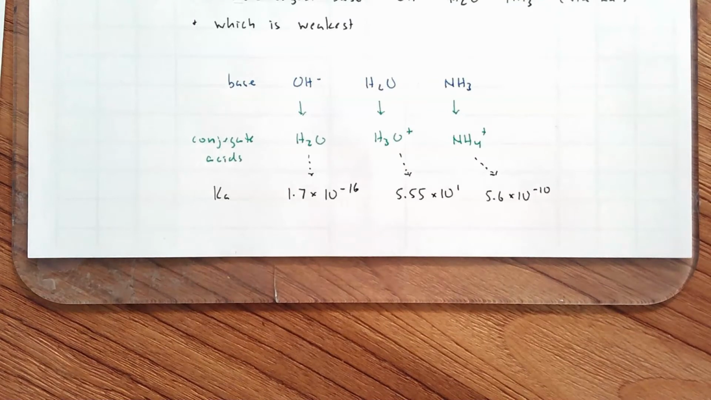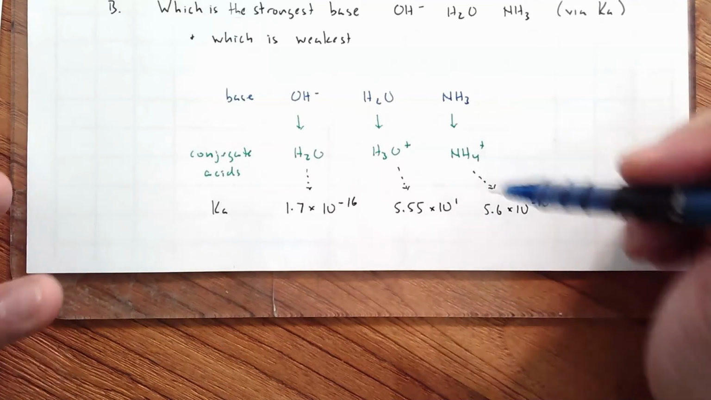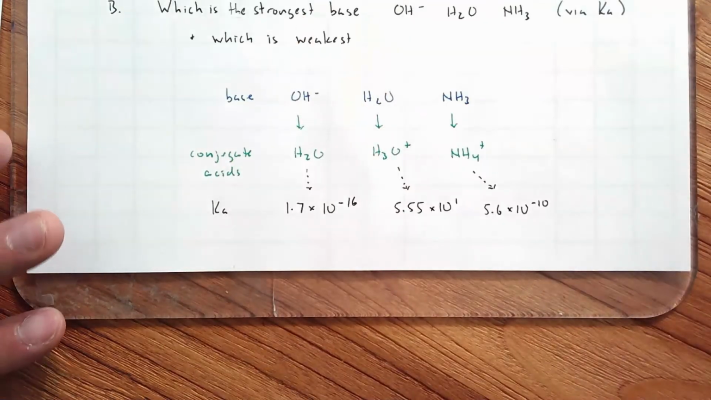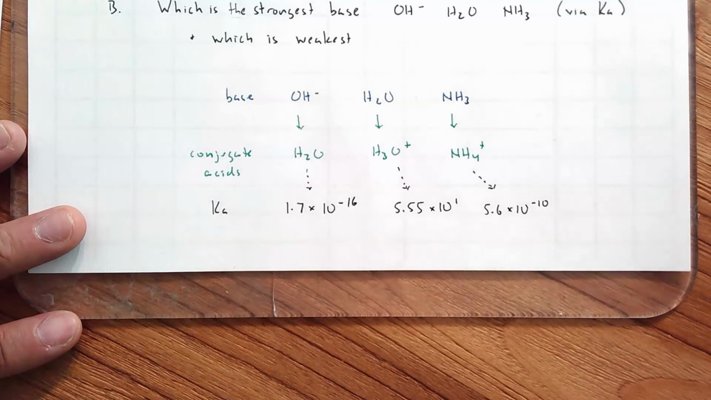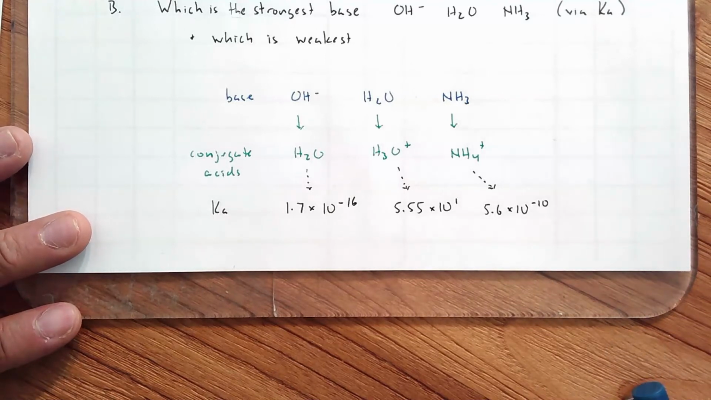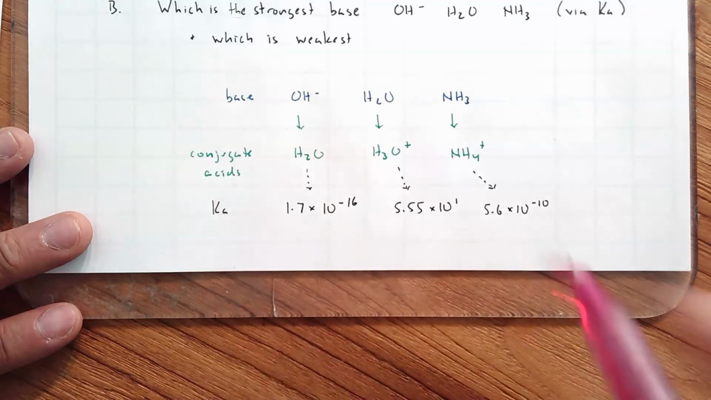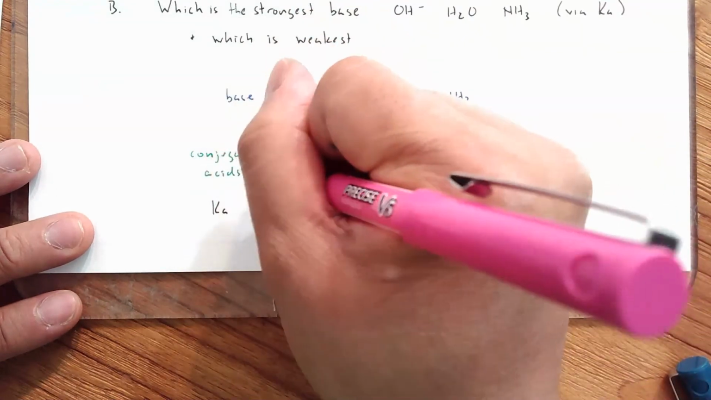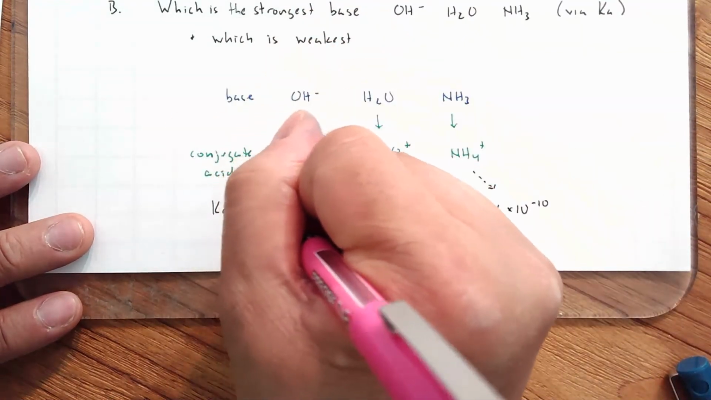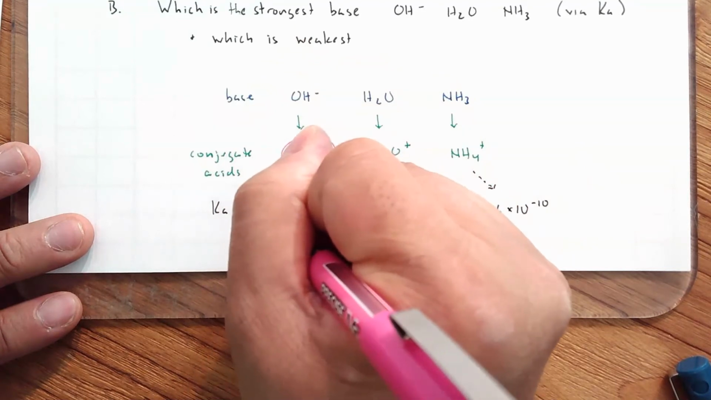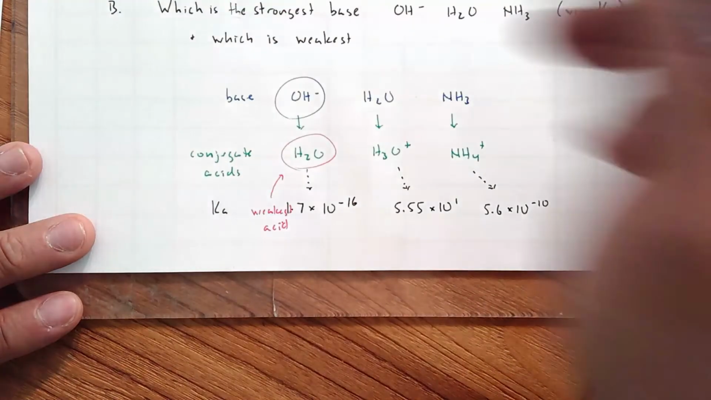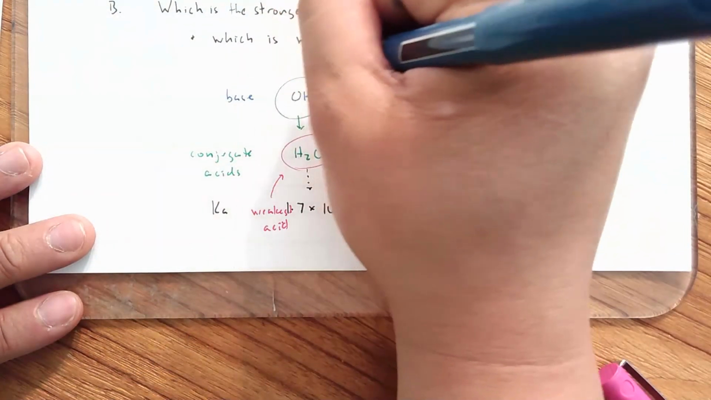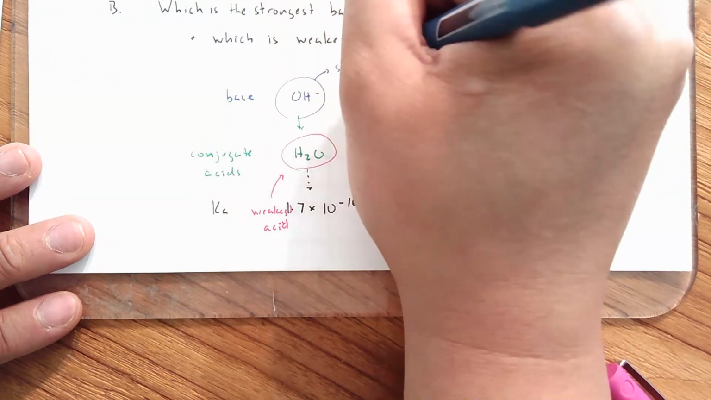It is a bit of work, stepwise work, to get to our answer, which is the strongest base. The strongest base results in the weakest conjugate acid. So the weakest acid is this one. So here's my analysis. This is the weakest acid. Therefore, this is the strongest base out of these three. You see how that works?